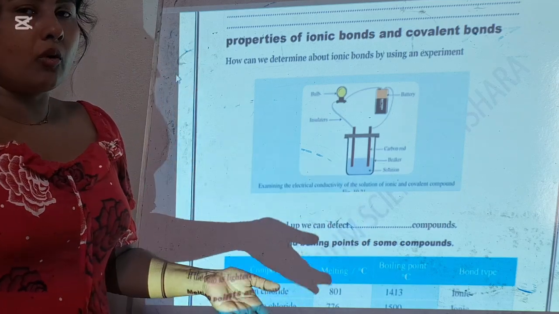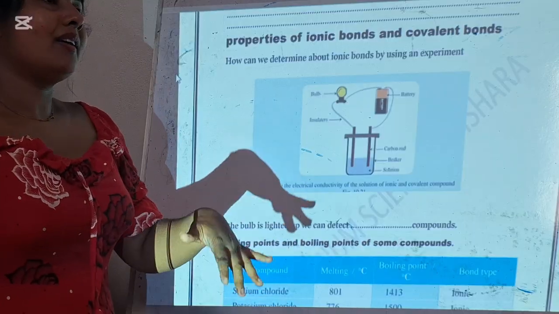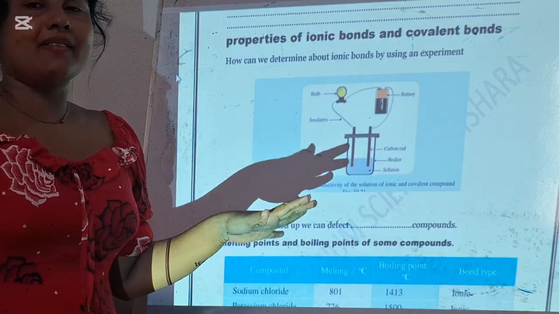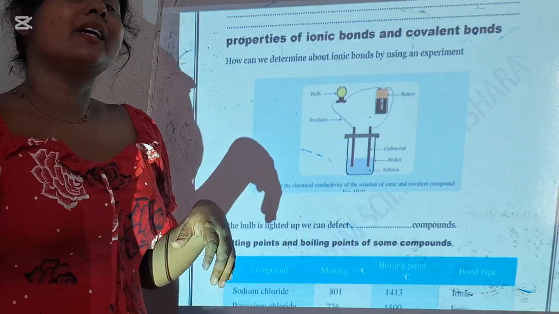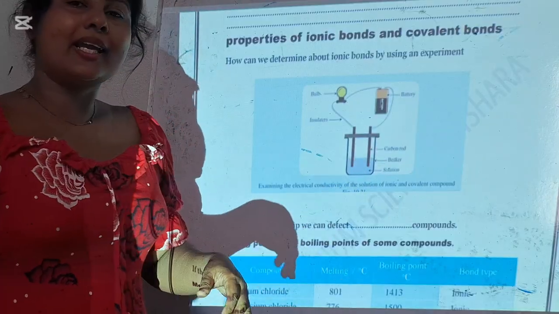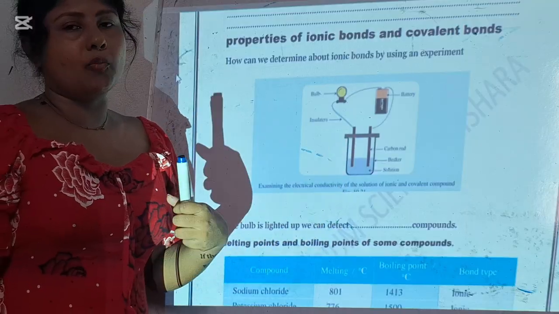But if we use distilled water, glucose solution, or sugar solution, we can't light up the bulb like this. This is the way of confirming the ionic bonds.